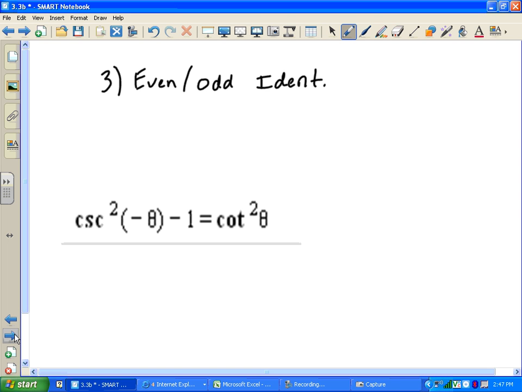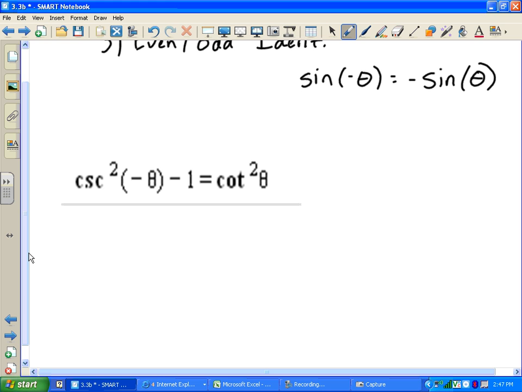Okay, our even and odd identities. So recall, what I'm going to do probably in this case is something similar to this. If I have the sine of, say, negative theta, then this is equal to the opposite of the sine of theta. And in this problem in particular, notice that it really looks like one of those Pythagorean identities, and it is, but it's got negative theta in there. And so what I'm going to do here, that's cosecant, so it would be very, very similar to sine.